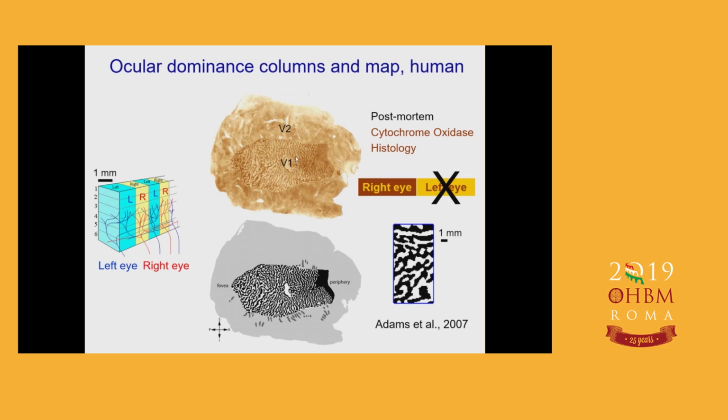So whatever is brown here represents input from the right eye only. We can see here, according to the scale bar of 1 millimeter, that these ocular dominance columns are very fine scale.